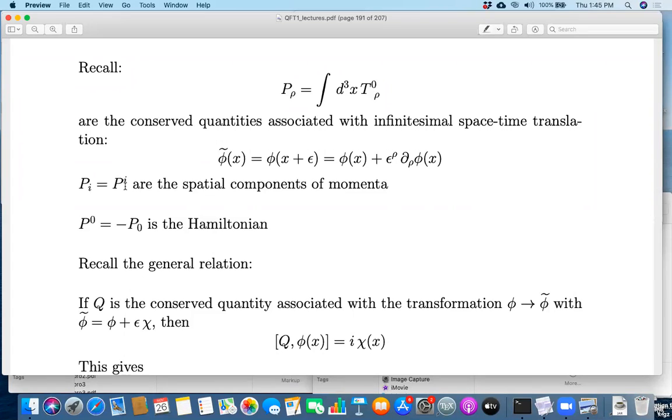We also had identified P_i, where i runs from 1 to 3, as the spatial components of momenta, and P^0 as the Hamiltonian. In fact, P_0 is minus P^0, so you should keep this in mind: if you use P with lower 0, which comes naturally from this, the conserved charge associated with time translation, that's related to the Hamiltonian by a minus sign.